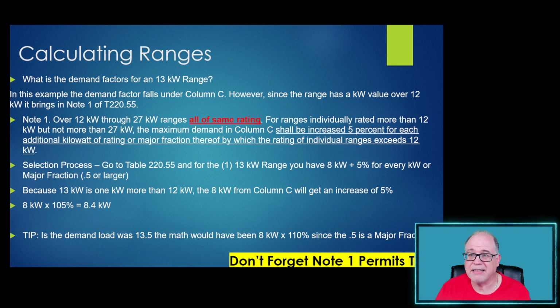Now, what's a major fraction? Anything that's 0.5 or greater. That's a major fraction, okay? So if it was 12.6, then it would go up to 13, okay? You get me? All right. So that's the little tip right here. Notice how this demand load is 13.5. The math would have been 8 times 110% since 0.5 is a major fraction. What do you mean? Well, in this case, the 0.5 would have moved this up to 14. And 14 is how many kW above 12? 2 kW. And remember, it's 5% for every kW above 12. So that's 10%. So I would take the 8 and multiply it by 110%. You get my drift? I think you get it. All right? So again, don't forget note 1. And that's how you would do note 1.